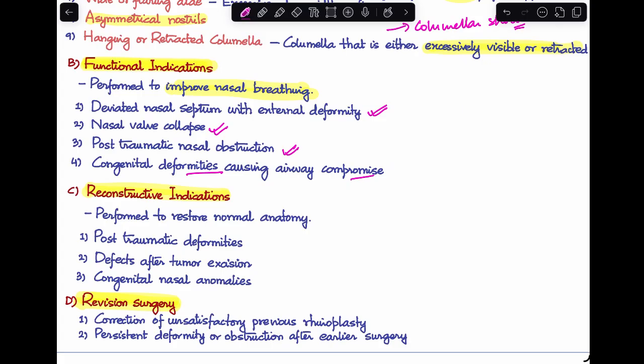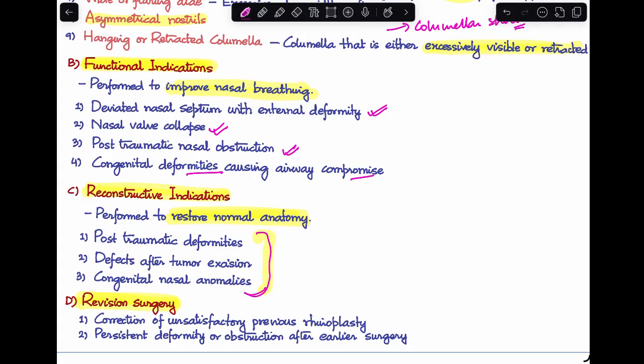Next, we have the reconstructive indications, meaning where we are trying to restore the normal anatomy of the nose of the patient. Now, this is usually happening maybe in a case of trauma, a post traumatic deformity, or maybe the patient has had a large tumor excision, leaving behind a defect in the nose or the area around the nose. Or also patients with congenital nasal anomalies. So, in all of these cases, we'll have to restore the normal anatomy of the nose. So, all of these cases will comprise the reconstructive indications of rhinoplasty.